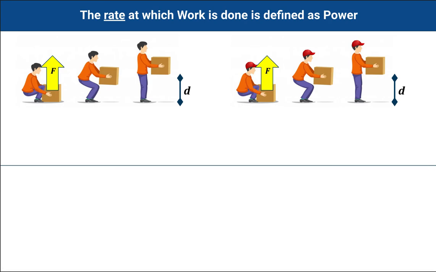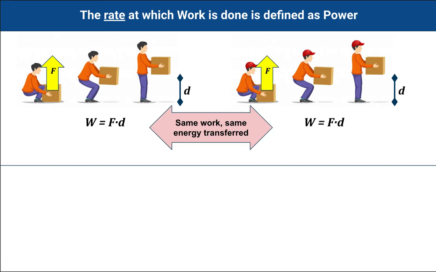All right, the last idea is that it's not always just about how much work is done, but also how quickly it's being transferred, the rate at which the work is being done. So here we have two situations nearly identical, except the one guy's wearing a hat. But they both exert the same amount of force upwards, and they both move the box the same distance. So the work would be the same. But if the person on the left does the job in 1 second, and on the right, he takes 2 seconds, there's something different about this.